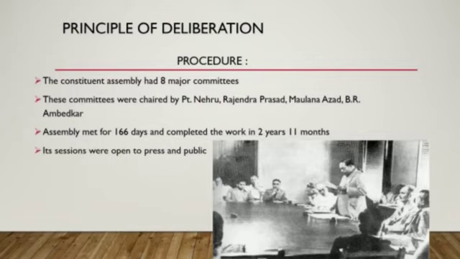Now we will study the procedure of the Constituent Assembly. The Constituent Assembly had 8 major committees headed by great leaders of India, Pandit Jawaharlal Nehru, Rajendra Prasad, Maulana Azad, and B.R. Ambedkar. And the assembly met for 6 days and completed the work in 2 years and 11 months.